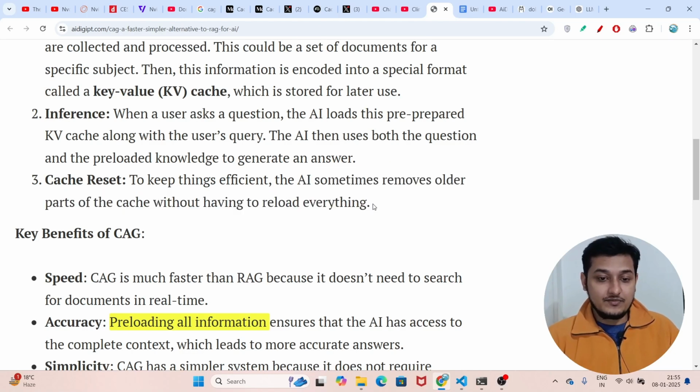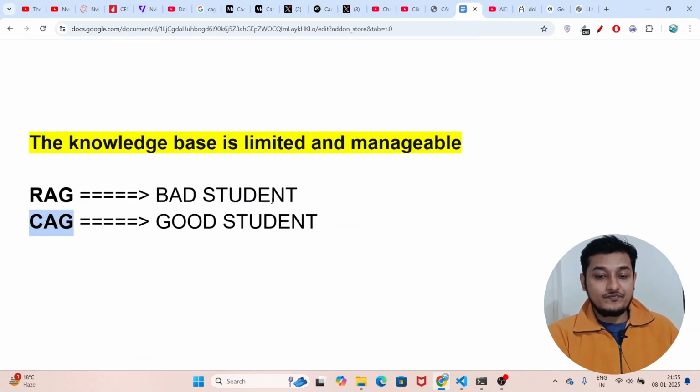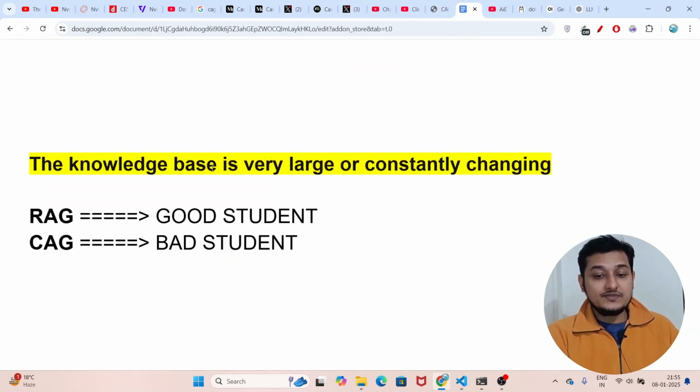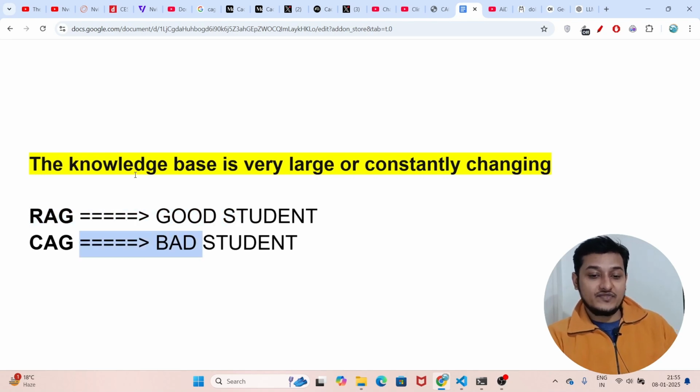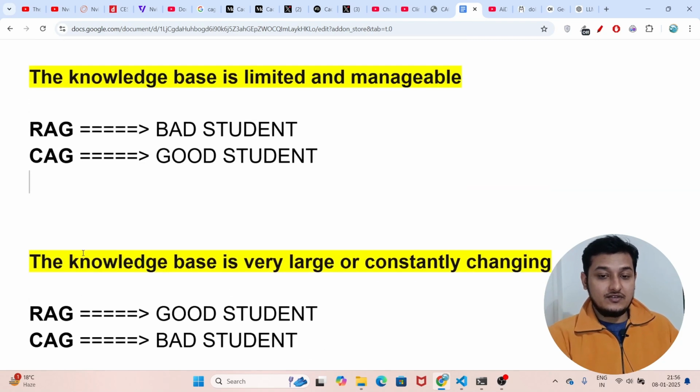So this is an important concept. And now another thing that I want to tell you is when the knowledge base is very large or constantly changing. In that case, RAG is a good student but CAG is a bad student. So if I show these two things together, then you will understand.